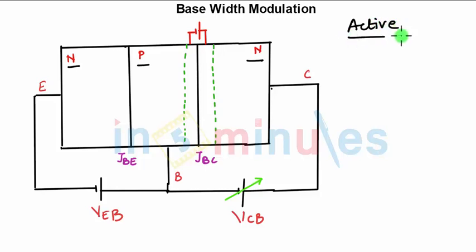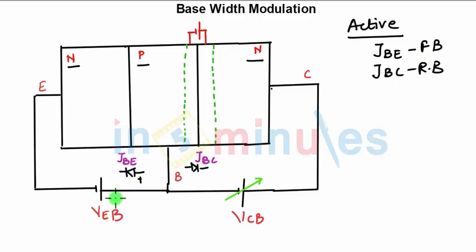Why active mode? What do you mean by active mode? JBE, that is the base-emitter junction, is forward biased and JBC is reverse biased. When you look over here, the base-emitter junction, when you draw a diode over here, base is positive, that means JBE is forward biased, JBC is reverse biased. That means we are operating the transistor in the active mode.